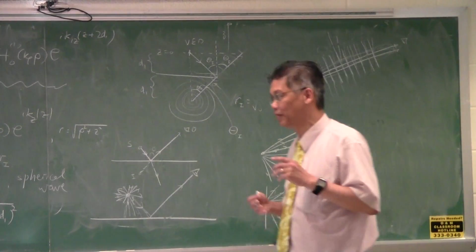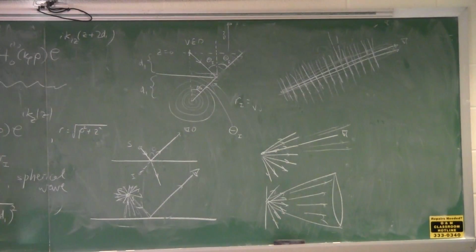So plane waves can be replaced by rays if you have a whole bunch of them. Okay, if you have a whole bunch of plane waves, you can think of them as just rays, because they will only constructively interfere in the direction in which they're propagating. Okay, are there any questions regarding this?